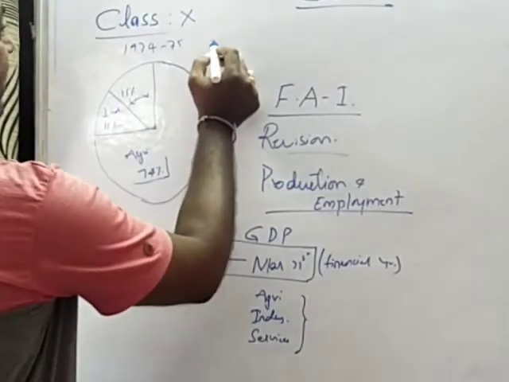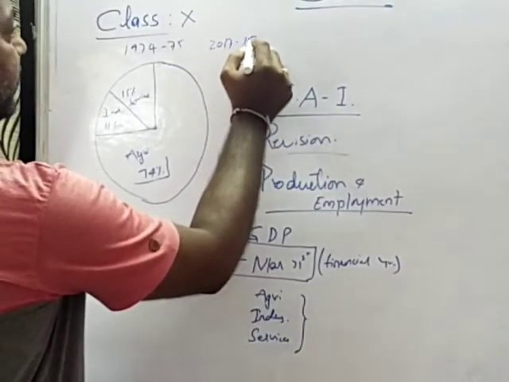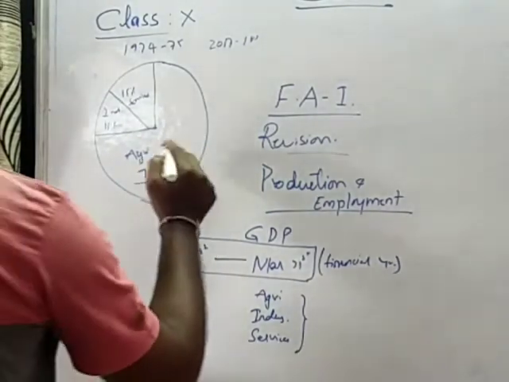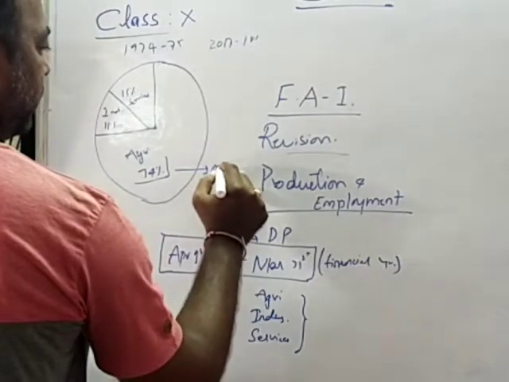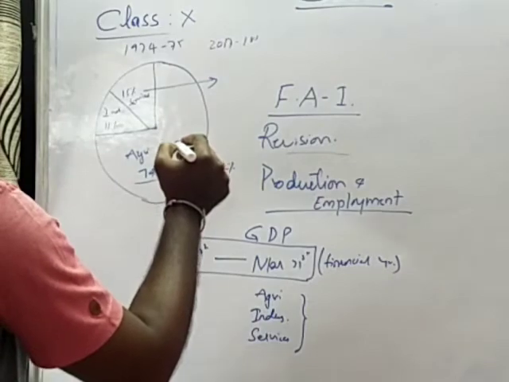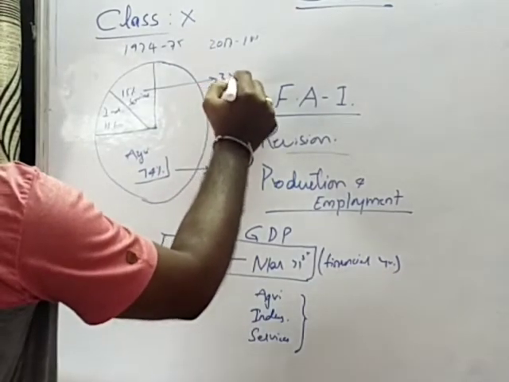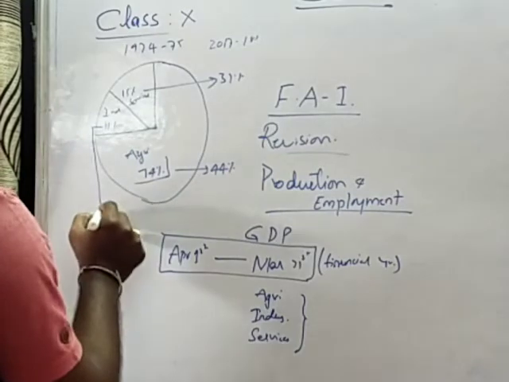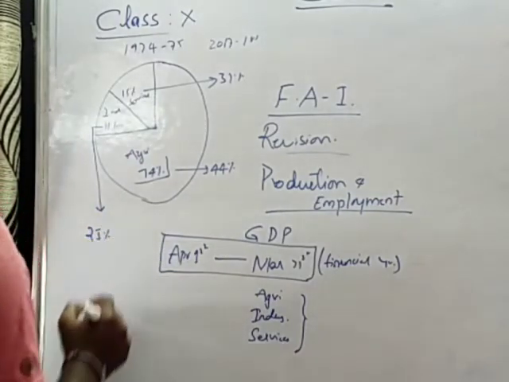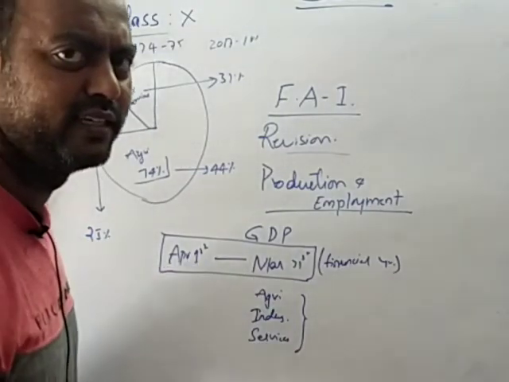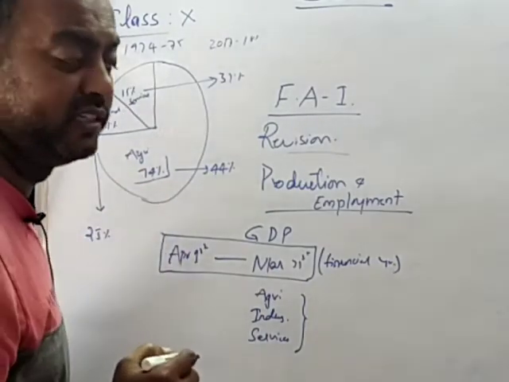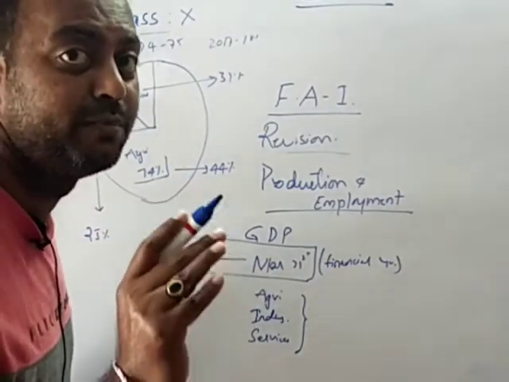And by the time it went to 2017-2018, it got completely changed. The agricultural sector got transformed to 44%. The services sector increased to 31%, and the industrial sector from 11% has increased to 25%. So employment in these sectors has increased and agriculture decreased from 74% to 44%. This is a good signal for development, children.